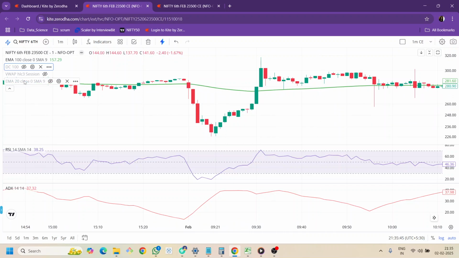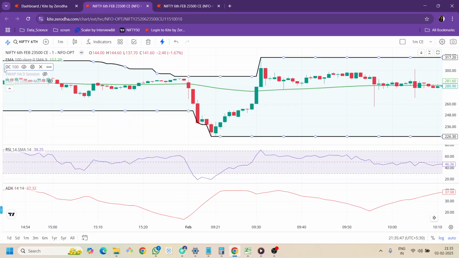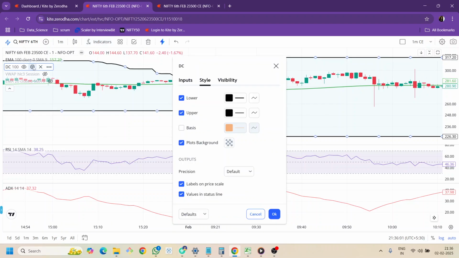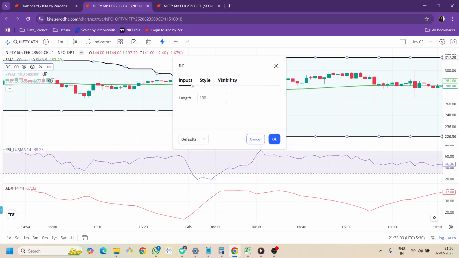Now, I wanted to put the candles into one box. To do that, it is called Donchian channel. So come to indicator and type Donchian channels. If you type, this indicator will come. In this indicator, go to settings. Input should be 100, because your EMA, or moving average, is 100. So keep your Donchian also 100.